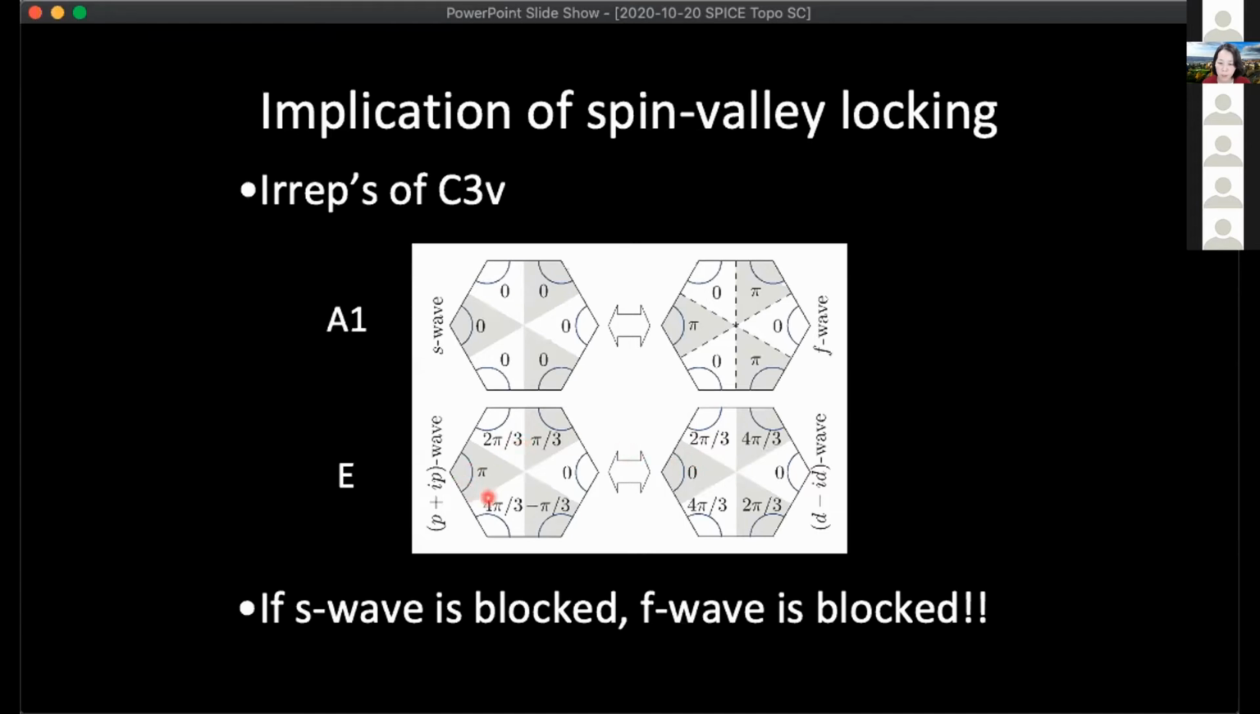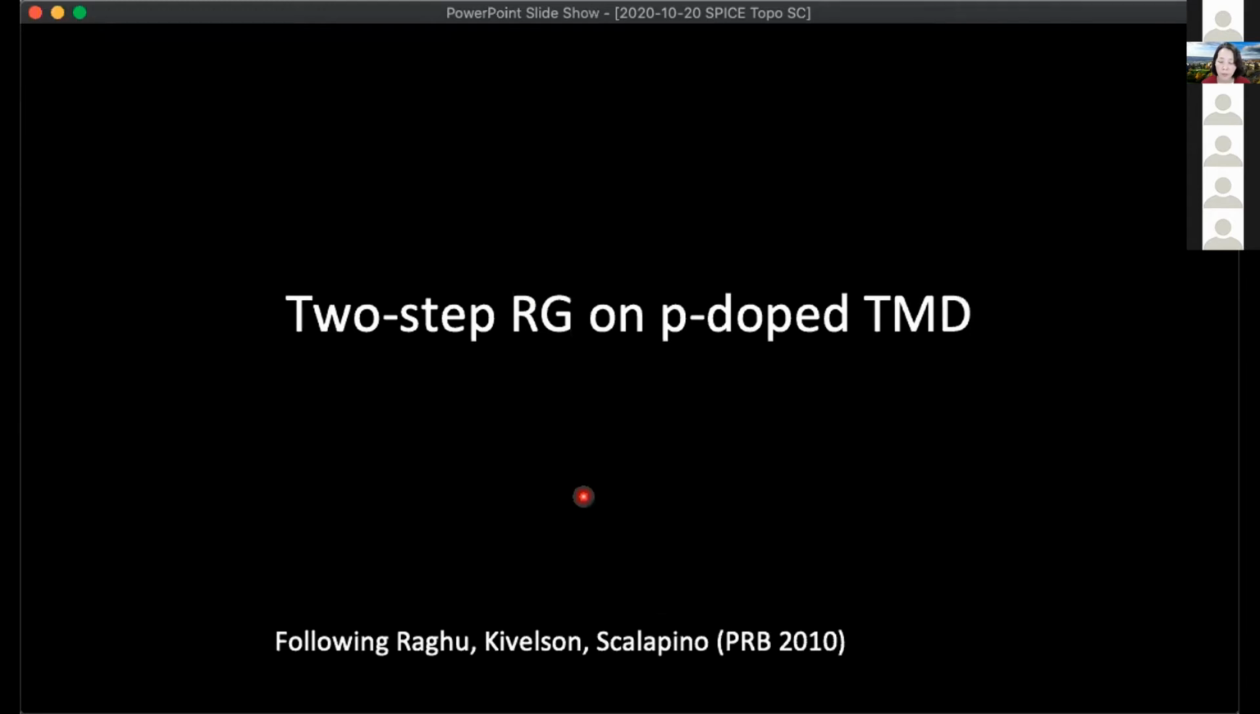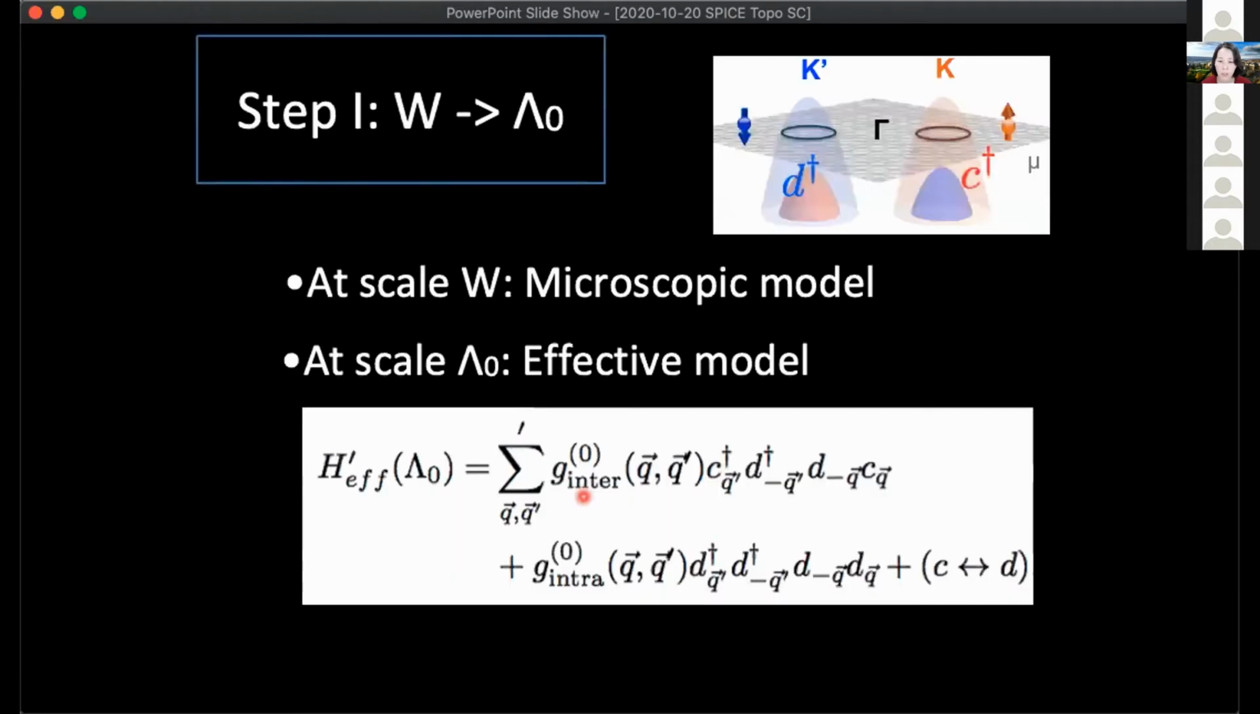And the question is, can we make this E channel preferable when we drive the superconductivity out of purely repulsive interaction? We've investigated this possibility of repulsive interaction-driven pairing using two-step RG. The formal procedure is, in the first step, you go from the largest length scale, largest energy scale, down to the intermediate energy scale. This is a formal way of thinking how we arrive at a model like this, where you have effective interactions: this is inter-valley interaction, and this is intra-valley interaction.